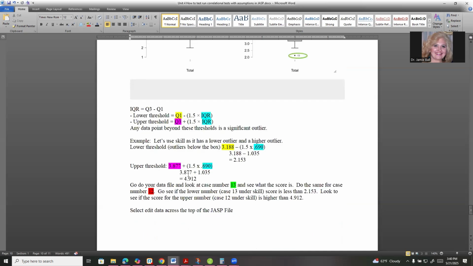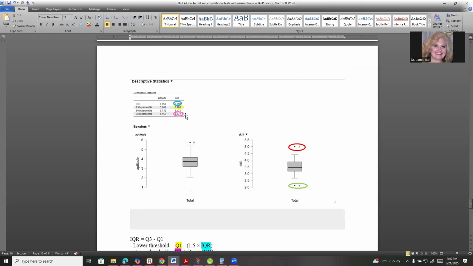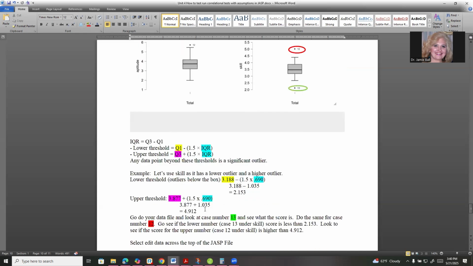And for the upper threshold, it's the same thing, but I'm adding them, right? So my upper quartile, third quartile, 75th percentile, was 3.877. So 1.5 times 0.690, my interquartile range, equals, again, 1.035, which we determined over here. And now we're going to add the third quartile to that. 3.877 plus 1.035 is 4.912.